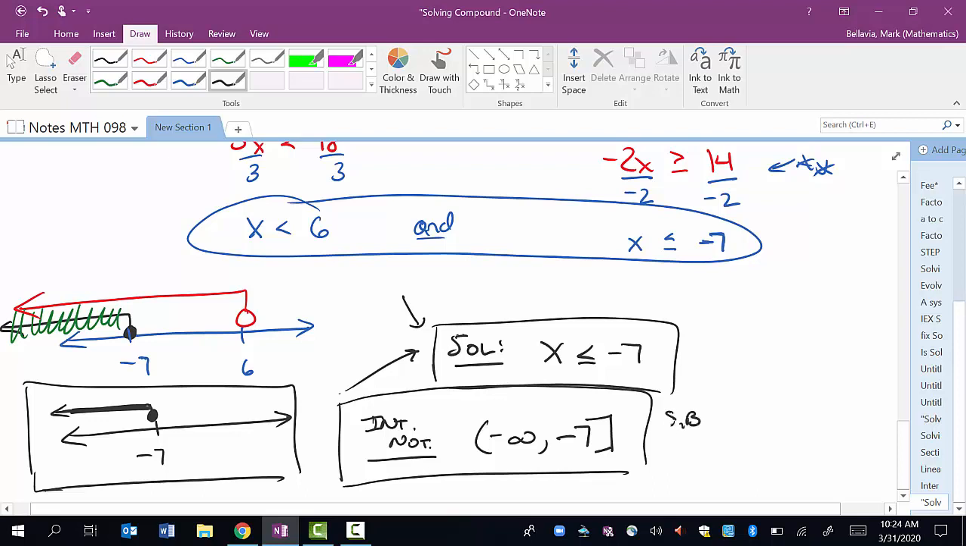The set builder notation. Remember, set builder starts with a curly brace, always. The variable, which in this case is x. The bar, that means such that. And then the condition, which is our solution here. Make sure you don't write what we had up here. It's really the simplified version. So it's x is less than or equal to negative 7.